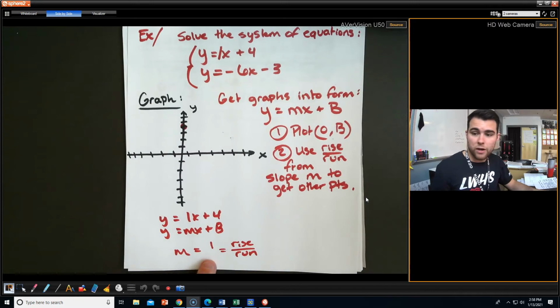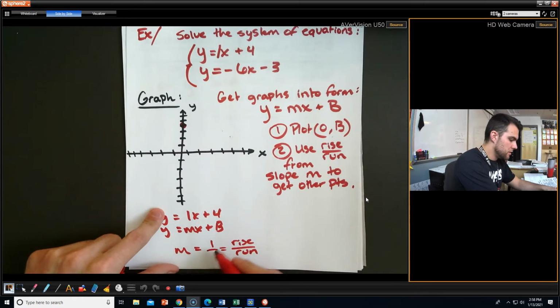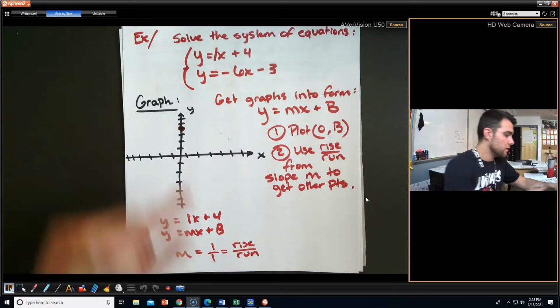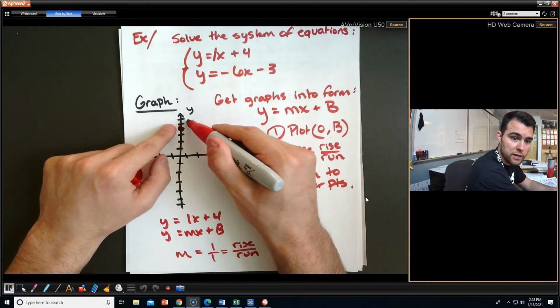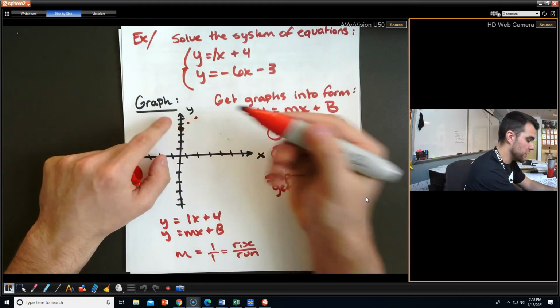So if our slope is 1, I need to represent that as rise over run. So I could just plop another 1 underneath it. 1 divided by 1 is still 1. It's just an equivalent form to write it so that I know I'm rising up 1 and I'm running 1. And that's what I'm going to do. I'm going to rise up 1 and run 1 right here.